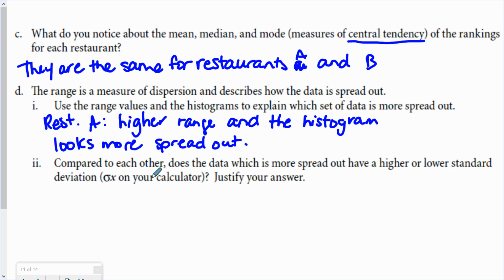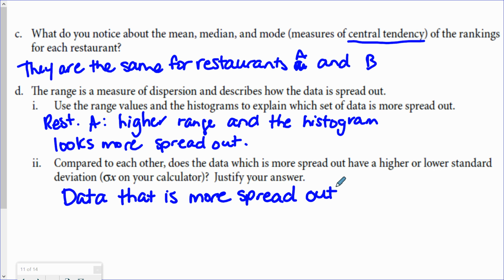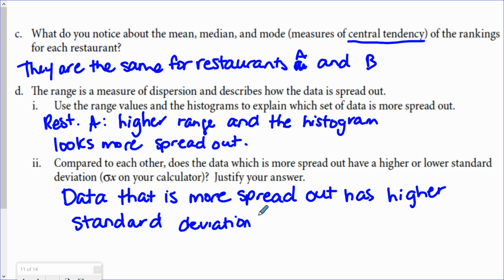And compared to each other, does the data which is more spread out have a higher or lower standard deviation? We've already talked about this in the beginning of the lesson, so we know that. But just to reiterate, data that is more spread out, so in this case our restaurant A, has a higher standard deviation. So again, the higher the standard deviation, the more spread out the data actually is.